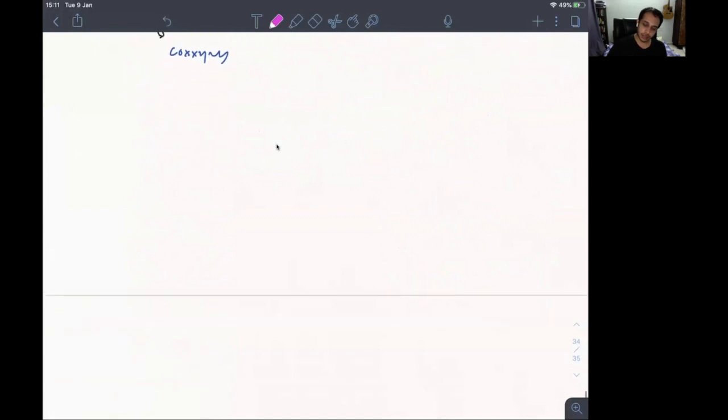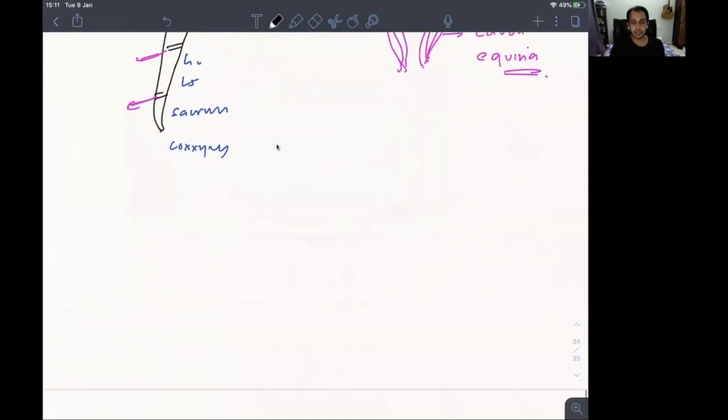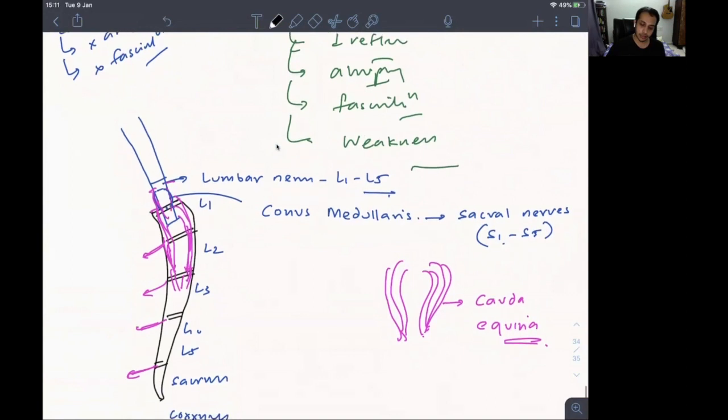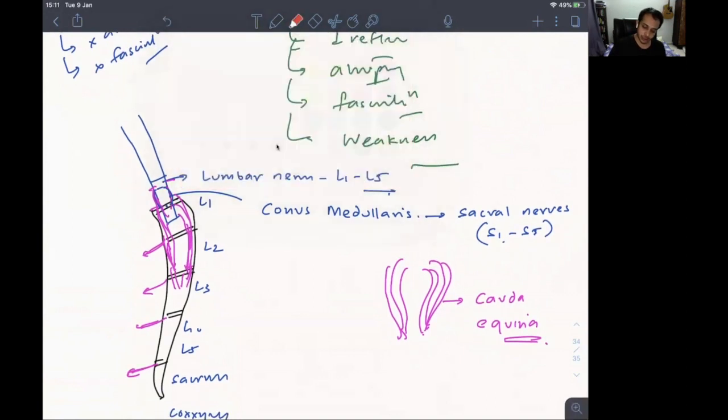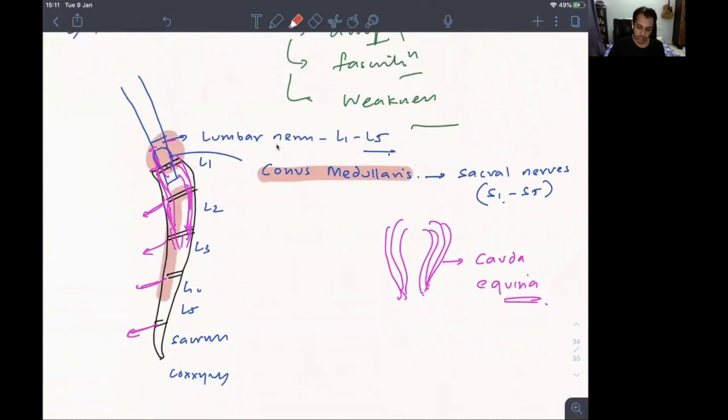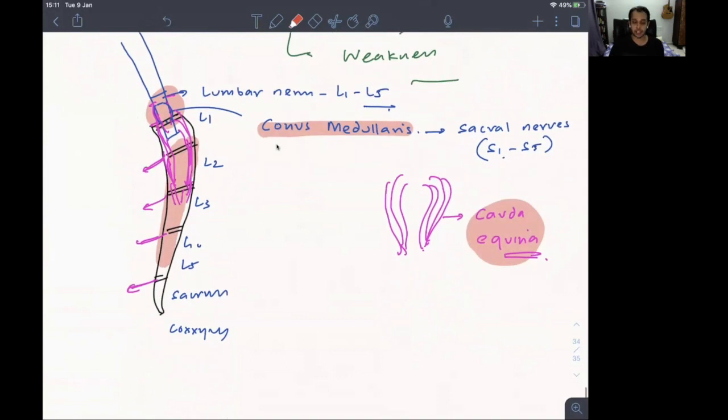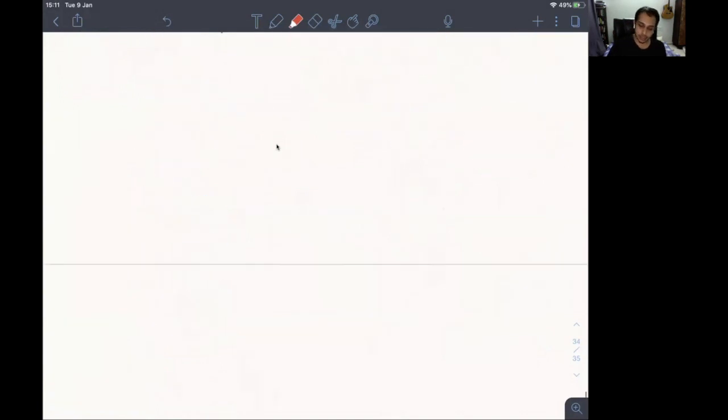Because there are two patterns of involvement in this area. Supposing there is a lesion here, which is known as a conus medullaris lesion, or supposing if there is a lesion anywhere here, which is known as a cauda equina lesion. And it is important to differentiate between these two because they both involve similar structures. So what is the difference between cauda equina and conus medullaris?